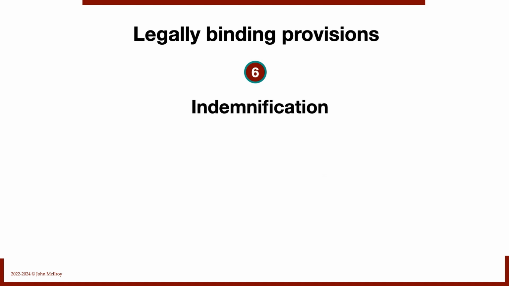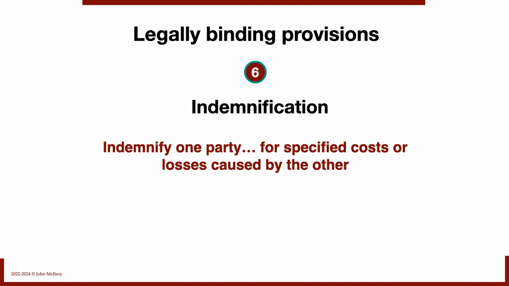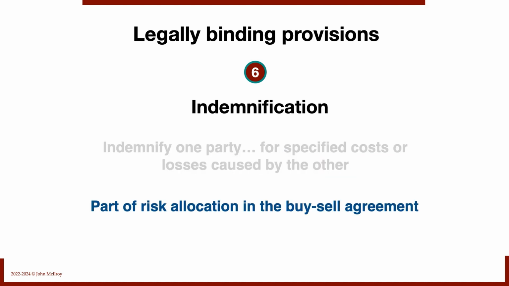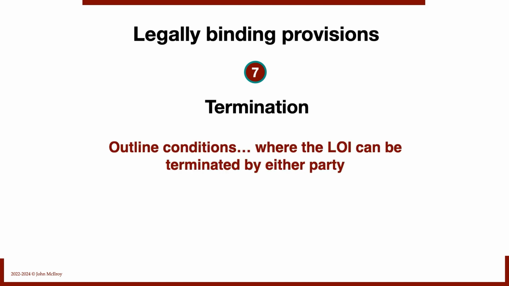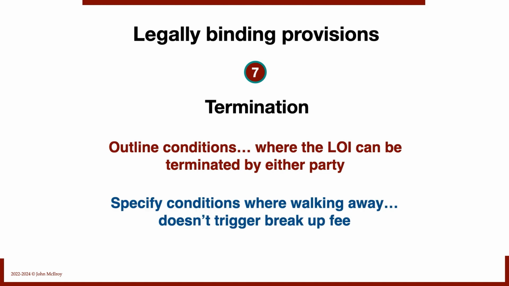Number 6, indemnification. We indemnify one party for specified costs or losses caused by the other. This is by no means universal, but in some deals, indemnification is needed. It's part of risk allocation in the buy-sell agreement, and so sometimes you will see indemnification in there. Termination is sometimes in there as well, which outlines the conditions where the LOI can be terminated by either party, but specifies the conditions where people can walk away without triggering that breakup fee.